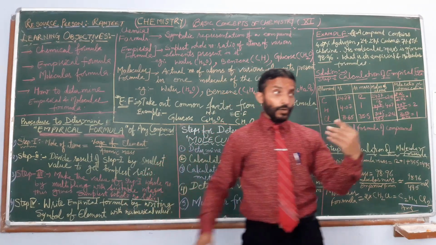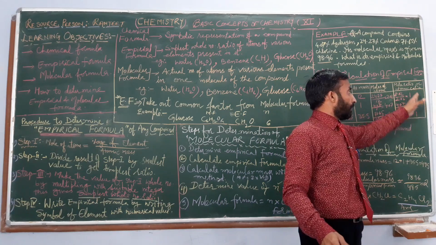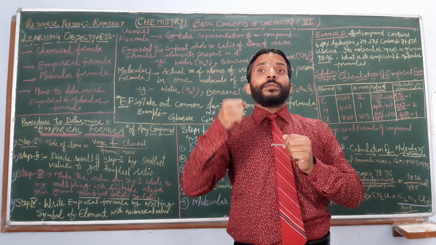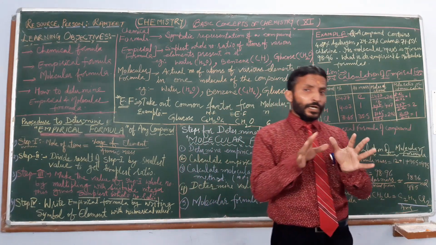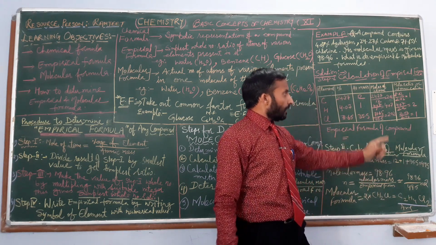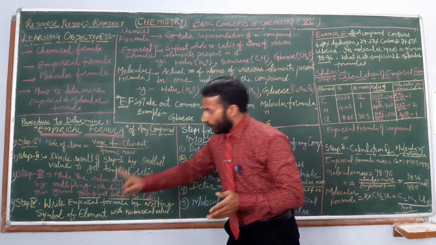If after multiplying by 2 the values are still not whole numbers, then what will we do? We will multiply with 3. That is according to the situation. But here the values are already whole numbers, so we will follow step number 4.